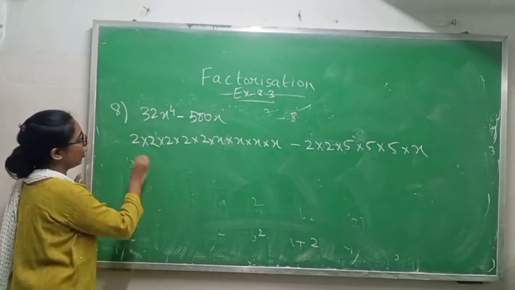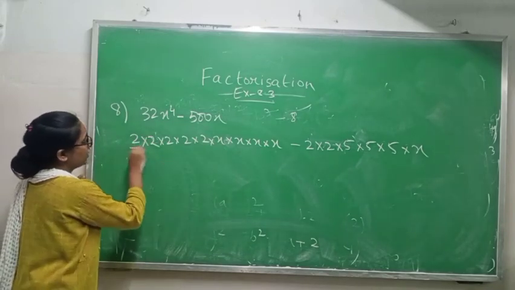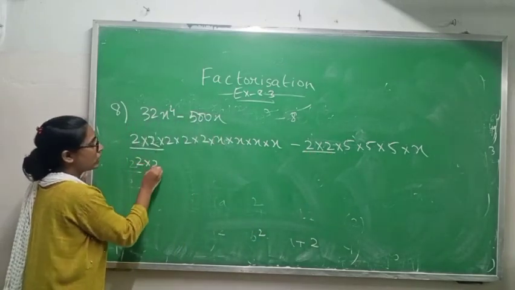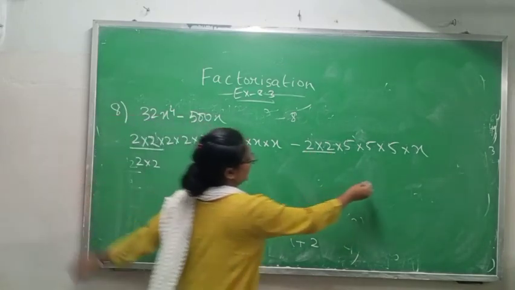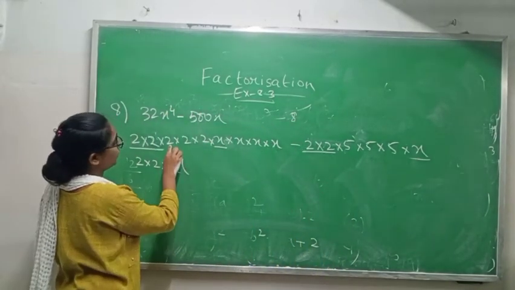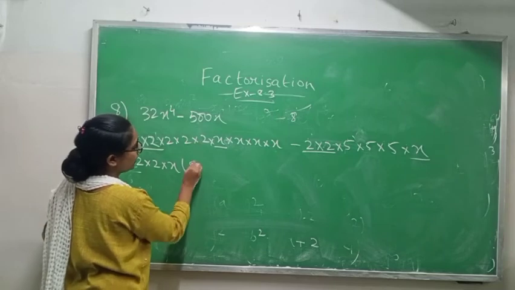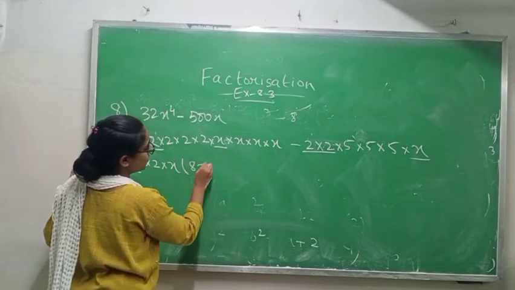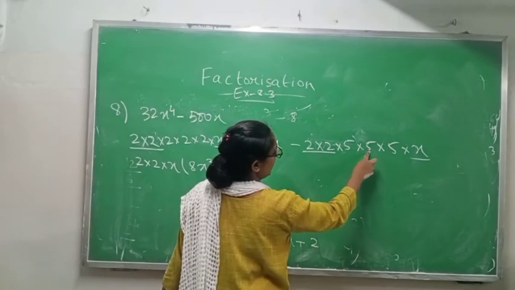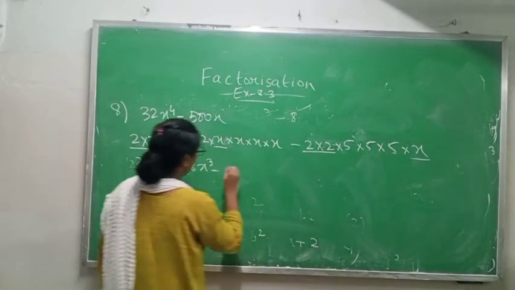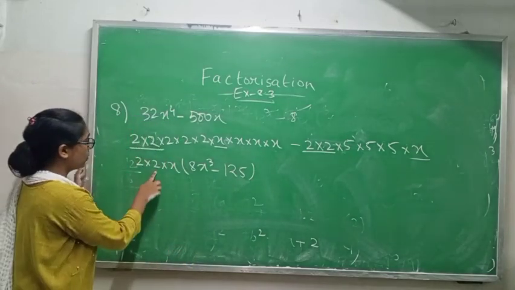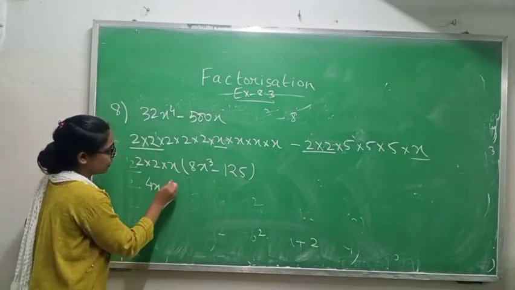Now we can take common from this term and of that term. 2 times 2 means we can write 2 outside. 1x we can take common. We can write 1x also. Now what is left? 2 2s are 4, 4 2s are 8. X into x means x cube. There 5 into 5, 25, 25 into 5, 125. And x we have already taken common. Now 2 2s are 4 into x, 4x.